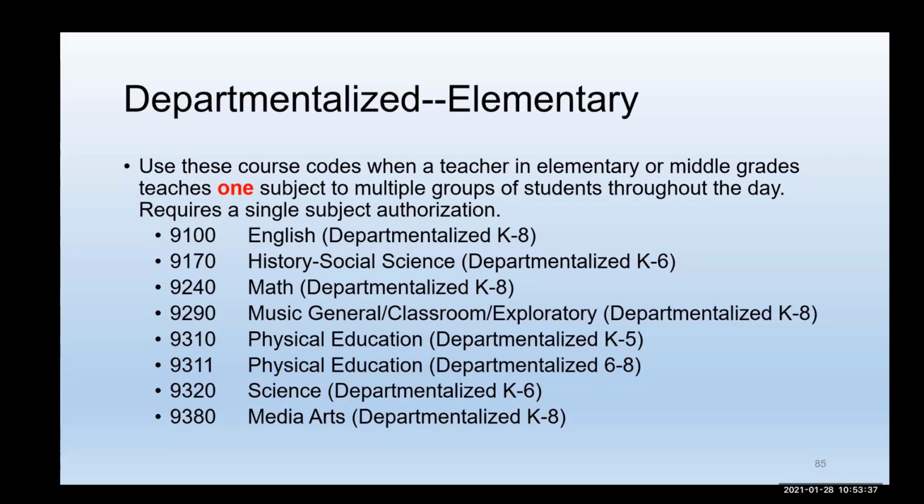The reason that history, social science, and science only cover K6 is because when students get into grades 7 and 8, particularly for history, social science, they're usually taking world history and then US history. Okay, so typically in those grades, there are standards for world history and US history. Science is sort of the same premise, right? So when you get past grade 6, there are specific standards that have to be covered.